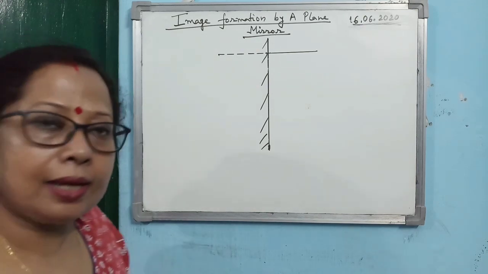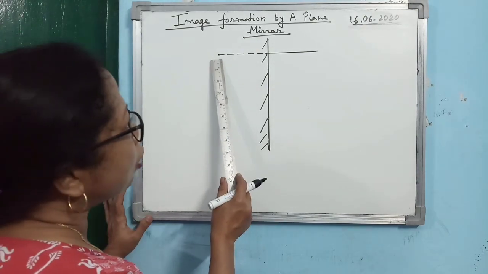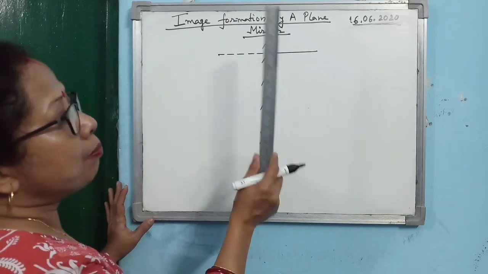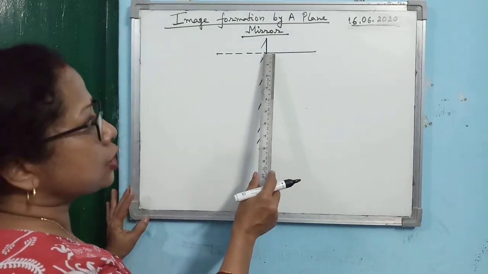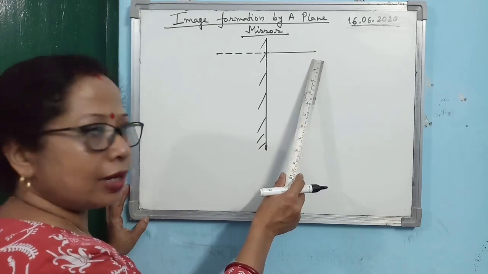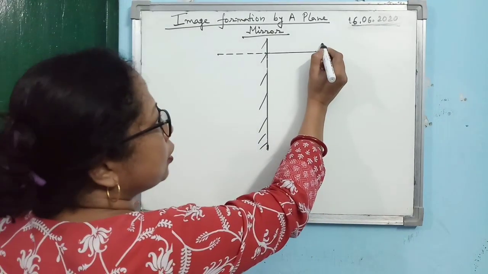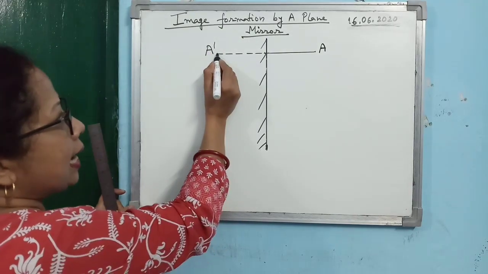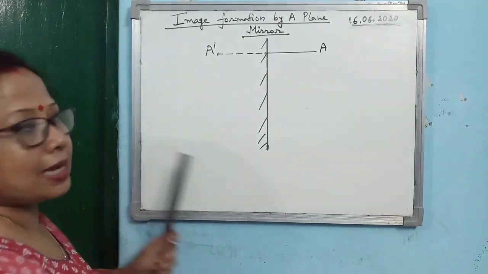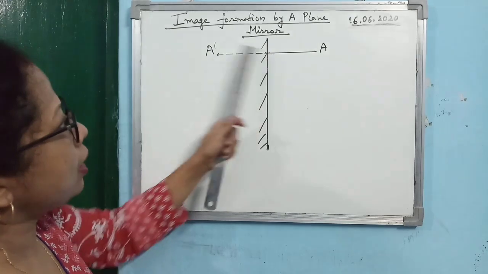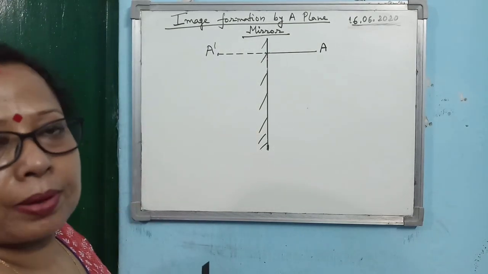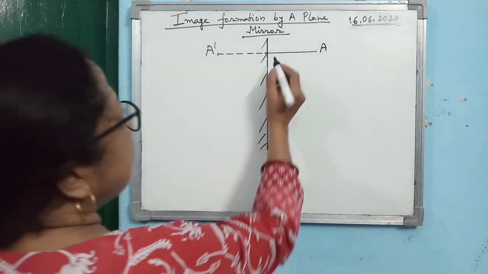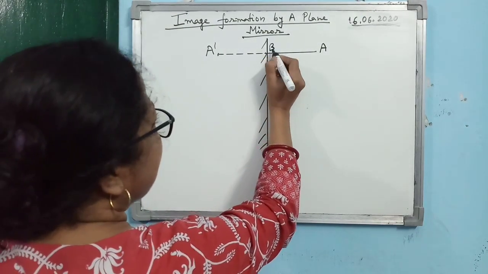I am repeating, you hold the scale along one ruled line. You imagine there is a ruled line, and then mark a point at a distance of 5 centimeter in front of the mirror. Suppose it is A, and then mark a point A dash at the same distance, 5 centimeter from the mirror, at the back of the mirror. Is that clear? Now, after that, name this point, suppose, B.